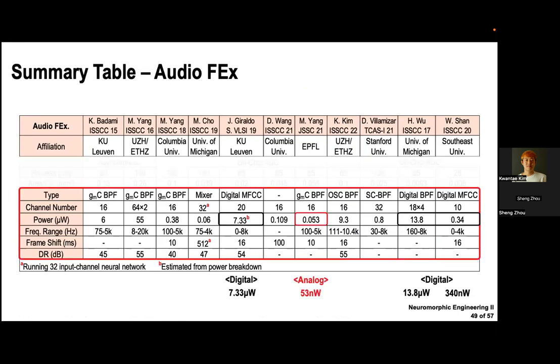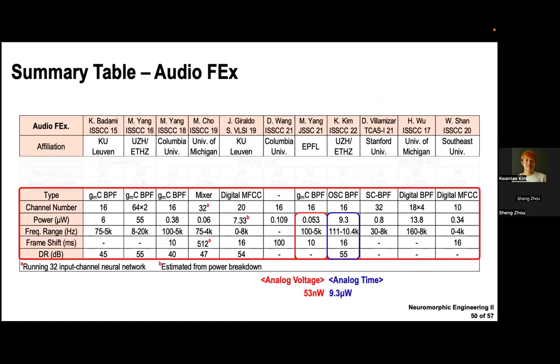If we look at the top power numbers only, then we can find analog counter power is much more power efficient than the other digital circuits, except for this paper, which is 340 nanowatts, which is a very promising, very low power number. However, this paper didn't include ADC functionality in their chip. So in the end, they're going to require an ADC at the system level, which means more power consumption at the system level.